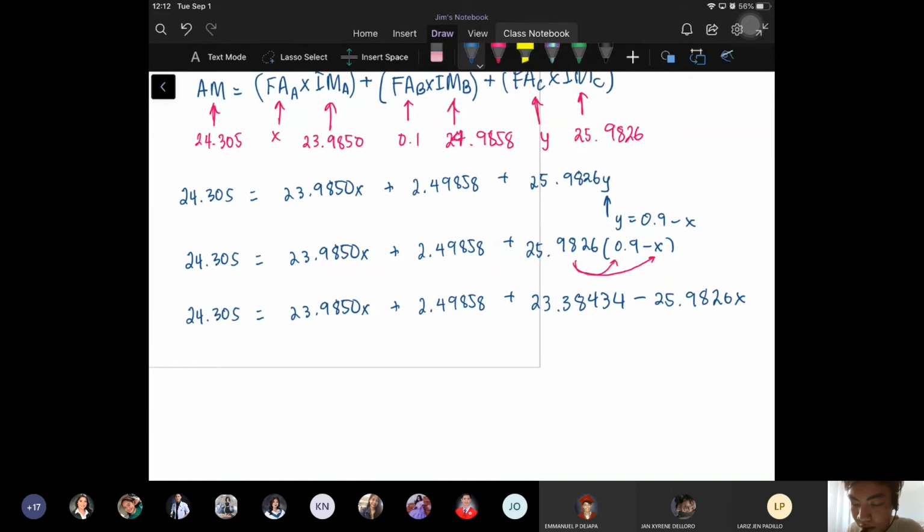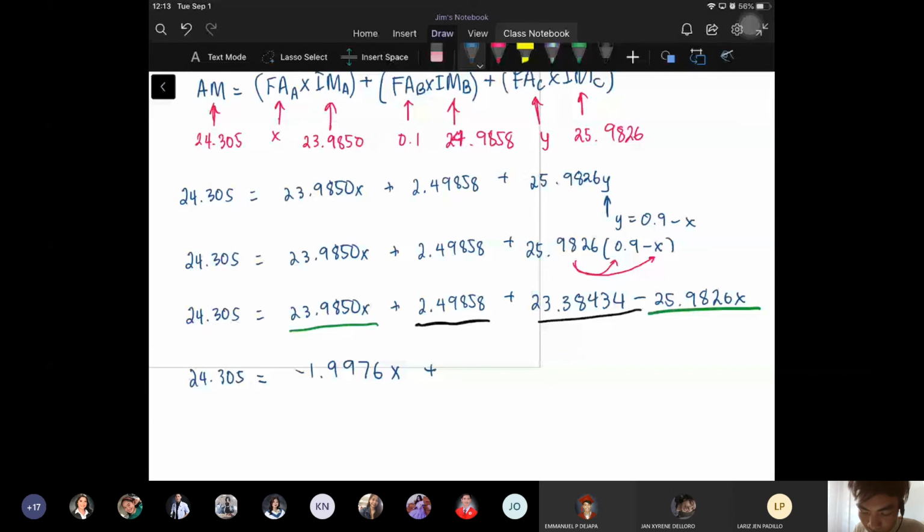You can combine similar terms. I will combine the x terms, and I will combine the non-x terms, the plain numbers. So 23.9850 minus 25.9826 is negative 1.9976x. And for the numbers only, that's 2.49858 plus 23.38434.